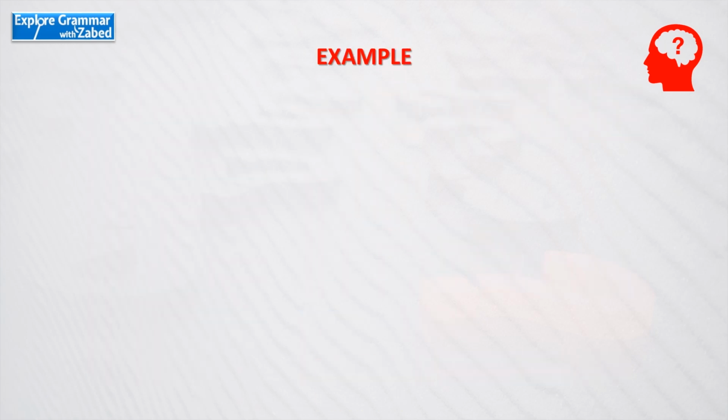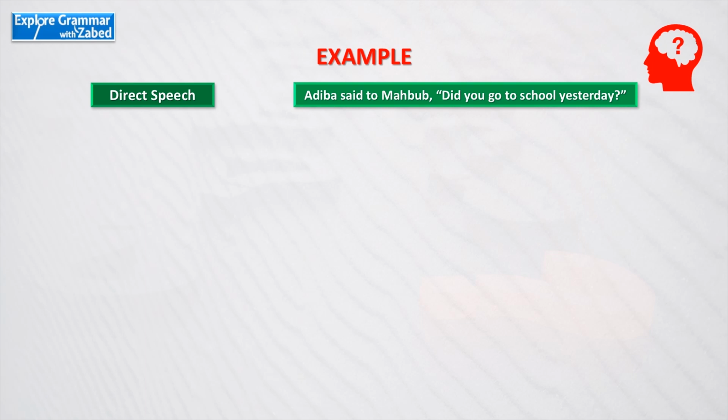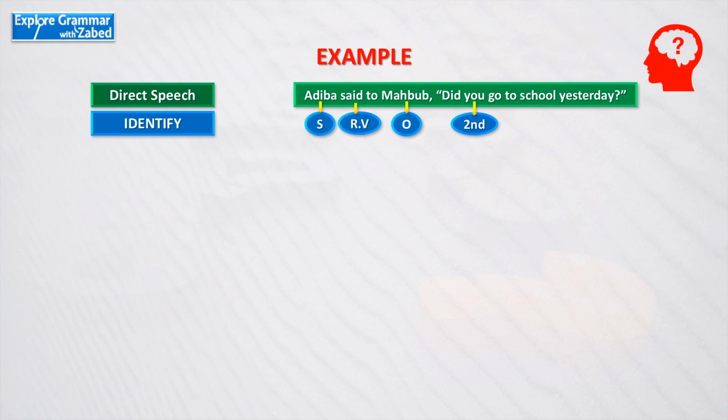Let's look into one more example. Adiba said to Mahbub, "Did you go to school yesterday?" Let's apply the 8-step formula here. Step 1 is to identify. Here, Adiba is the subject, Mahbub is the object. The subject of the reported speech is given in second person, you. Said is the reporting verb. As said is given in past form, we need to check the tense of the reported speech. Here, the tense of the reported speech is simple past tense.